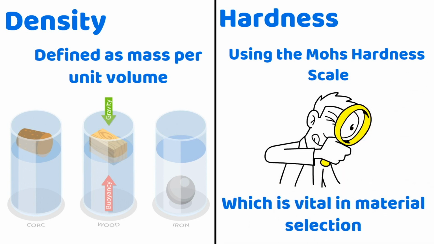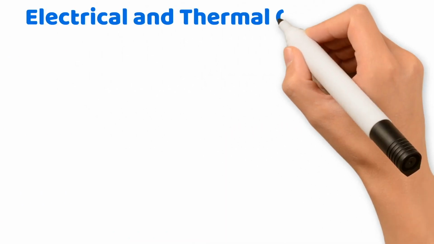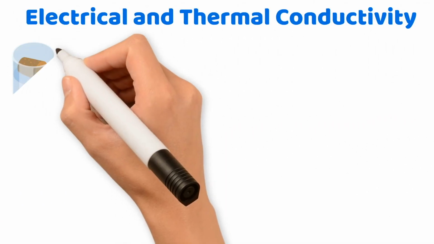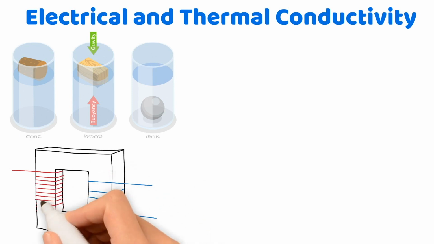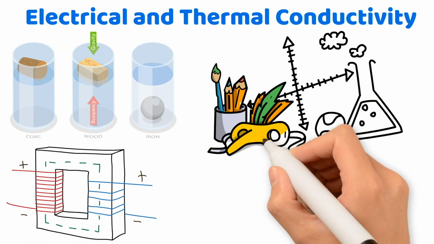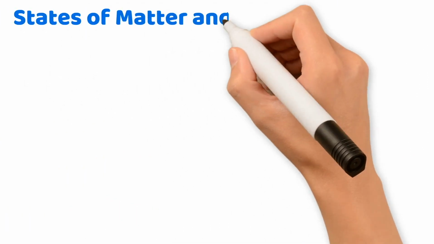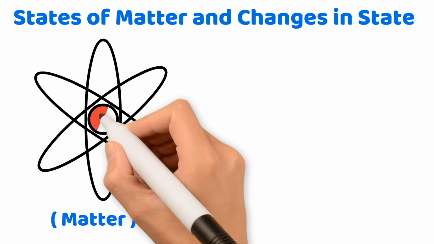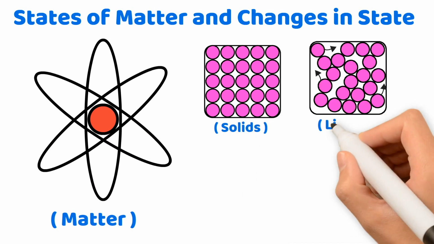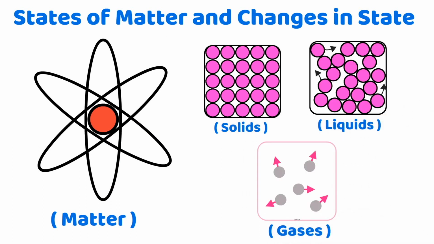in material selection. Electrical and thermal conductivity. These properties define how well a material can conduct electricity or heat, influencing the use of materials in various applications like wiring and insulation. States of matter and changes in state. Matter exists in 3 primary states: solids, liquids, and gases, each with unique properties.